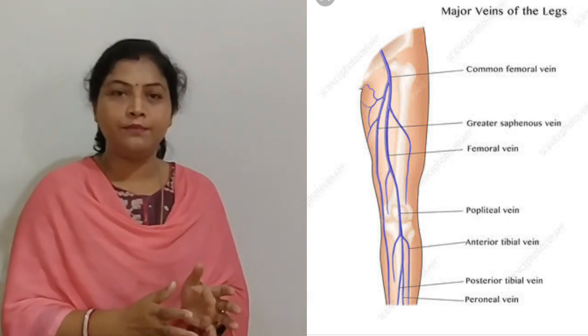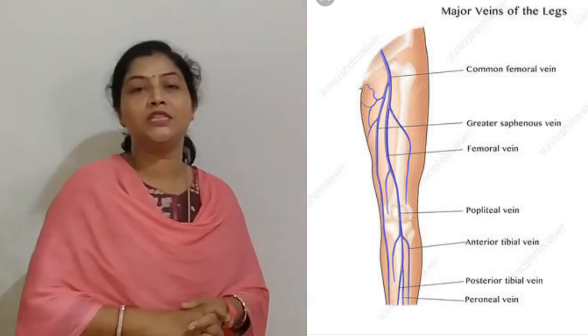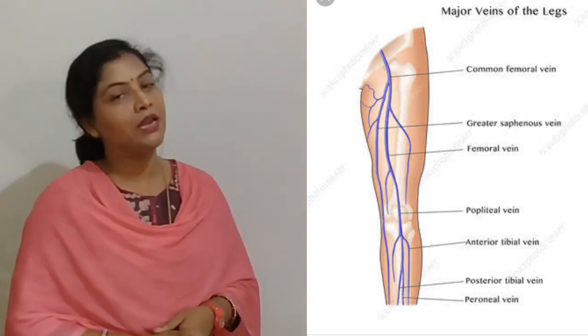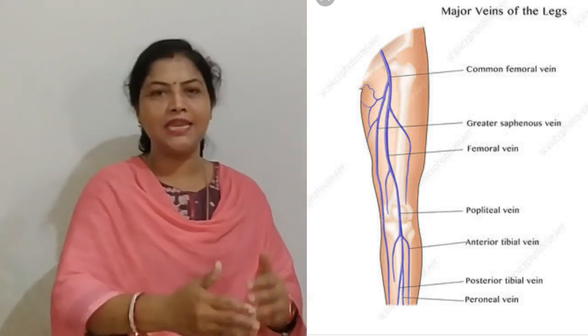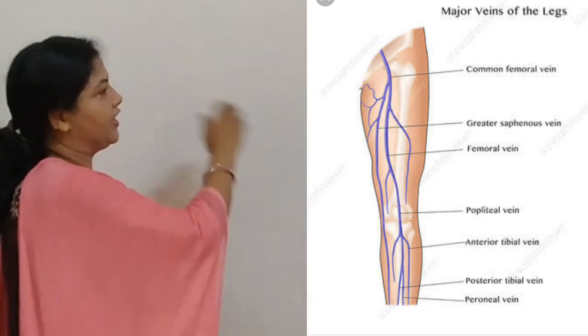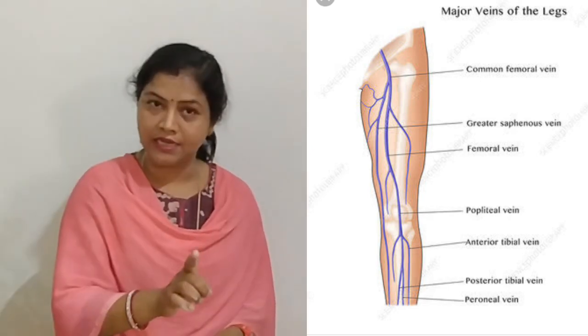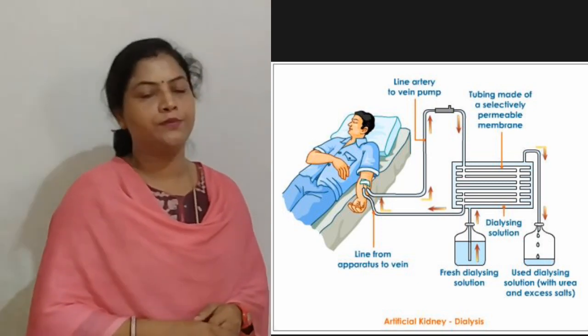At the same time, deoxygenated blood is given to this femoral artery by femoral vein. So through this femoral vein, blood is taken out for the process of dialysis. At one time, 500 milliliter of blood is taken out.